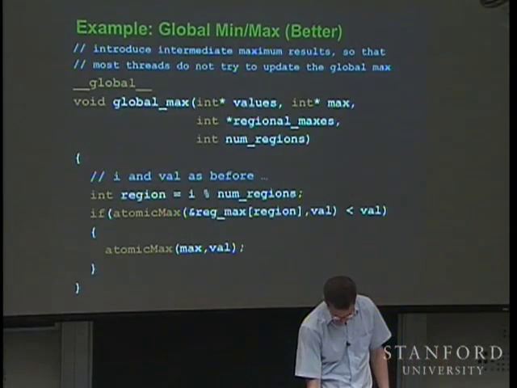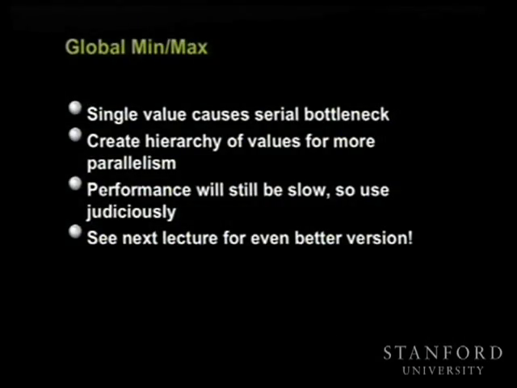So this obviously can work for a max, as I just showed you, but it can work for lots of other things. If you want to do a global sum, for example, then you can do partial sums for some number of threads, and then propagate those sums up to the global value. You can do it for lots of other kinds of operations.